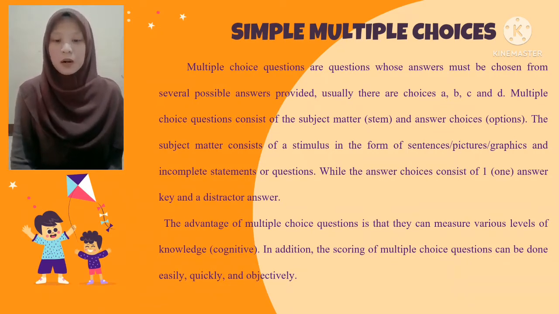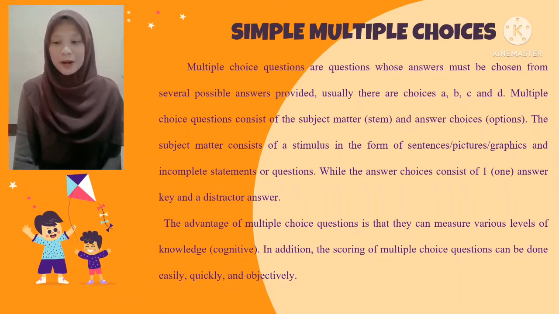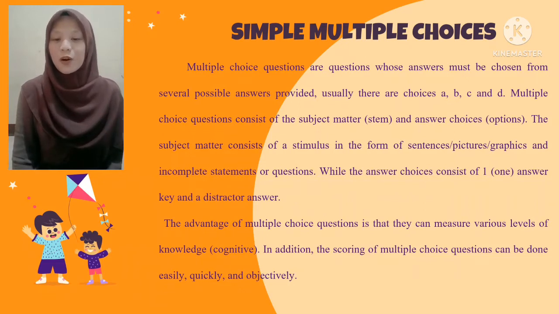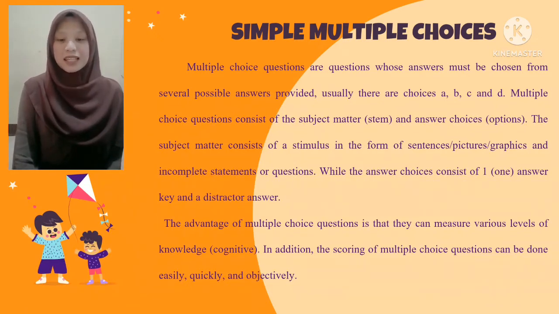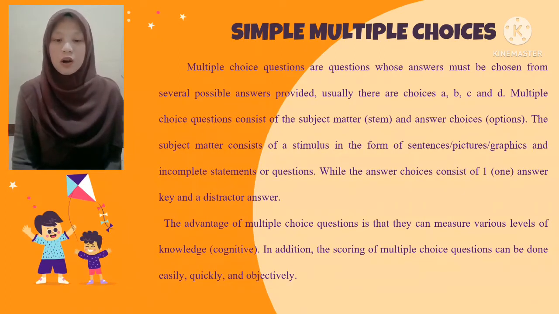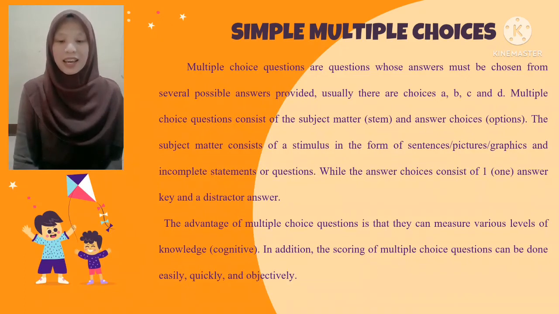The subject matter consists of a stimulus in the form of sentences, a picture, a graphic, or an incomplete statement or question, while the answer choices consist of one answer key. The advantage of multiple choice questions is that they can measure various levels of cognitive knowledge. In addition, scoring multiple choice questions can be done easily, quickly, and objectively.